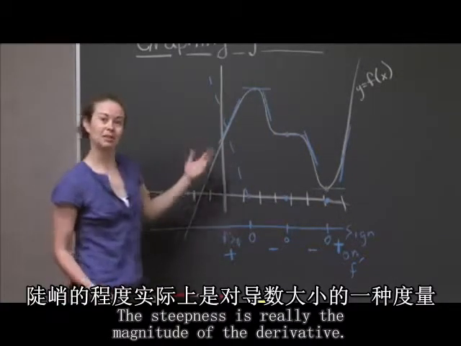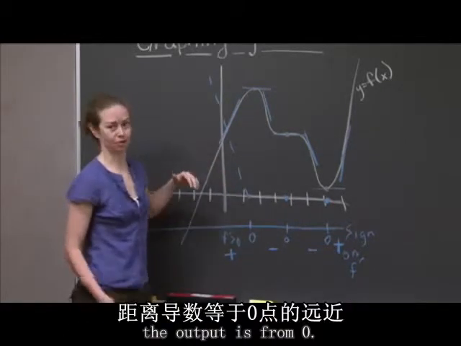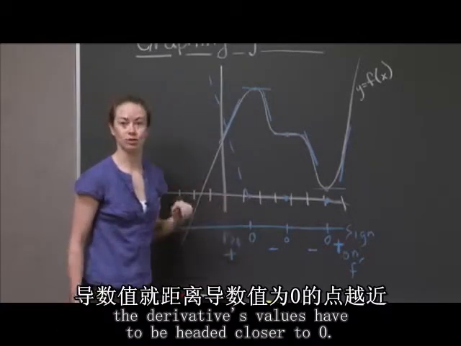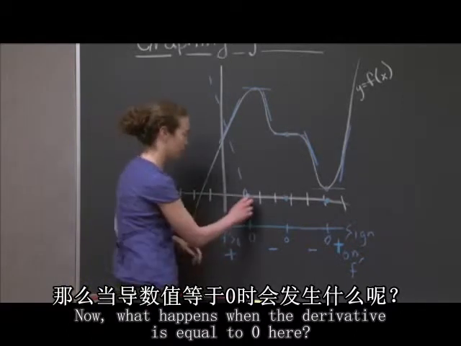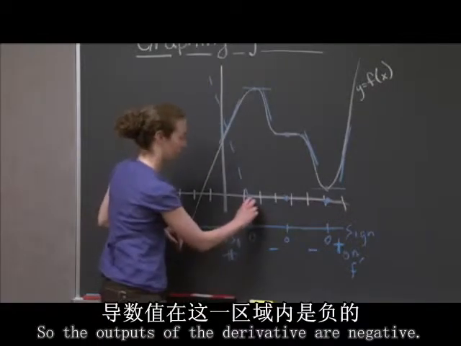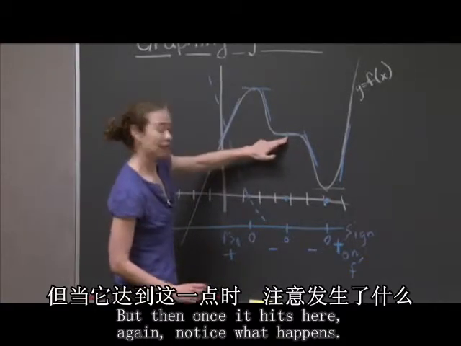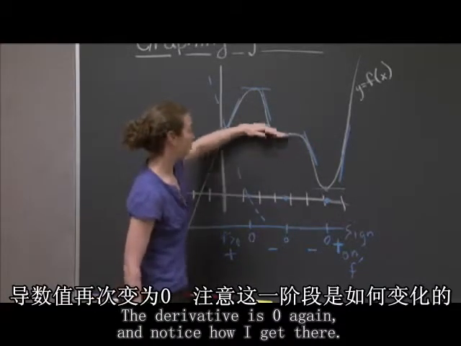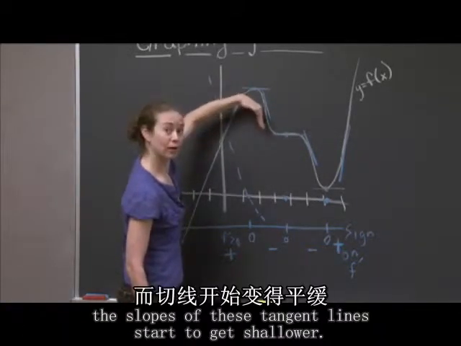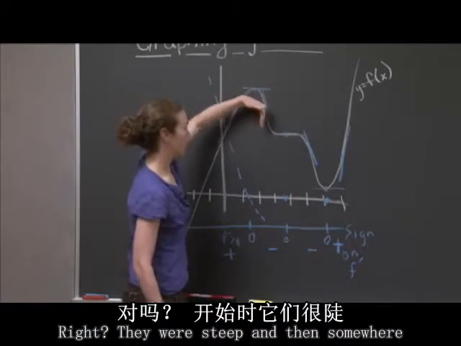The steepness is really the magnitude of the derivative. That's really measuring how far the output is from 0. So as the derivative becomes less steep, the derivative's values have to be headed closer to 0. Now what happens when the derivative is equal to 0 here? Well, all of a sudden the slopes are becoming negative. So the outputs of the derivative are negative. It's going down. But then once it hits here again, notice what happens. The derivative is 0 again, and notice how I get there. The derivative's negative, and then the slope of these tangent lines starts to get shallower. Right? They were steep, and then somewhere they start to get shallower.